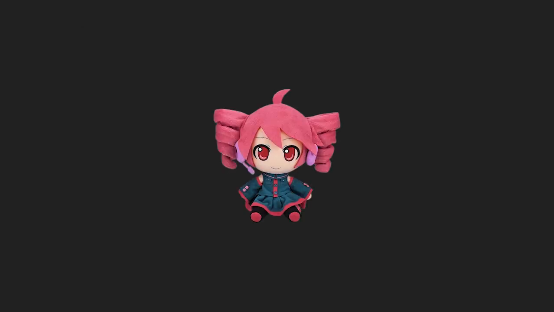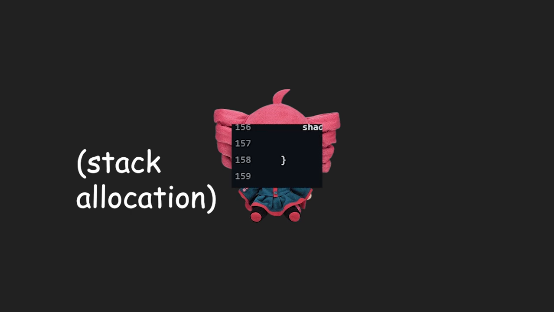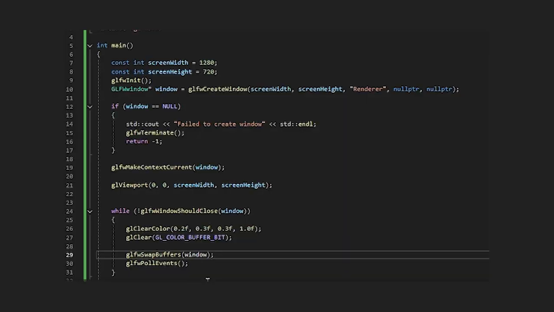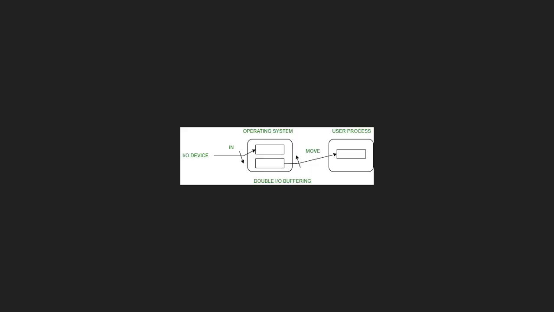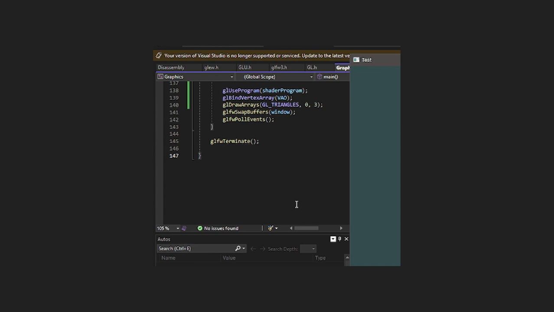So yeah, that's basically it. Now if we run it, the window closes immediately as the window memory is freed after it goes out of scope. So we just implement a game loop that runs when the window should not close. And here we just change the color and poll the events and swap the buffers, for which OpenGL uses a double buffer system. Now we have a nice window.